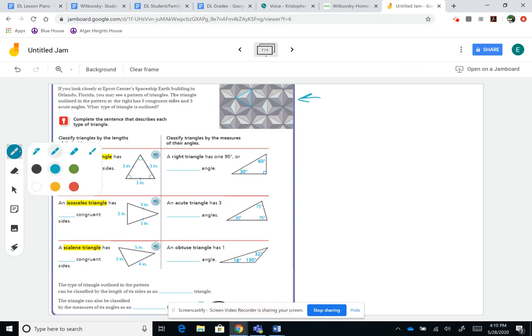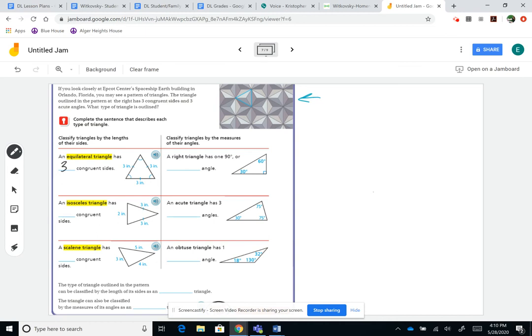So let's just start right at the first one, and I'm going to switch back to black. All right, an equilateral triangle. Equilateral, what do you think that means? It sounds like equal. It means that everything needs to be equal, right? The angles need to be equal and the sides need to be equal. So an equilateral triangle has to have how many congruent sides? It has to have 3. Well, all triangles have to have 3 sides, but they have to be congruent for an equilateral triangle.